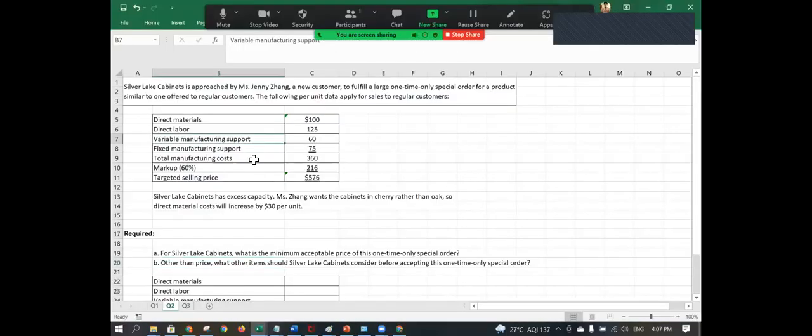Okay, so let's start the second question. This is based on decision making. So let's get started. Okay, so the question says that Silver Lake cabinet.